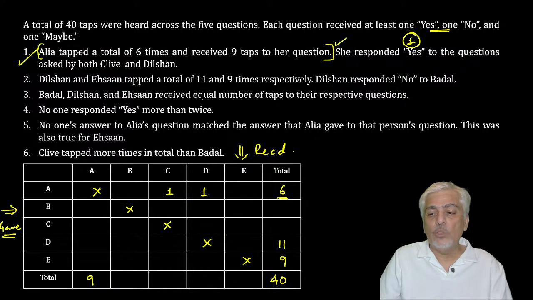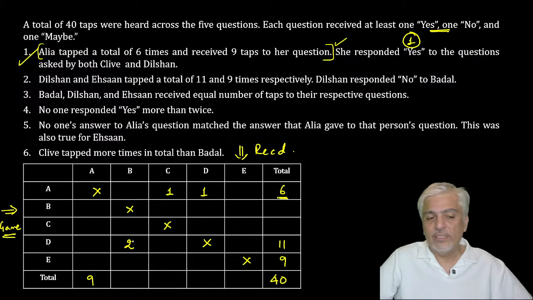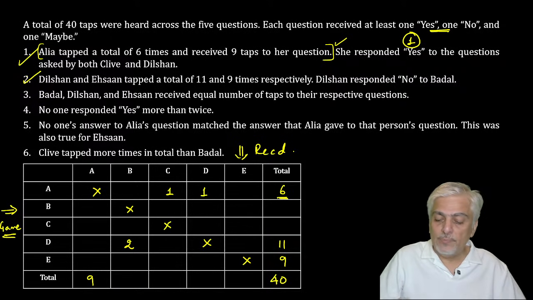Dilshan responded with a no to Badal. So Dilshan gave a no to Badal. That means 2 points over here. Cool. So point number 2 also completely used up.